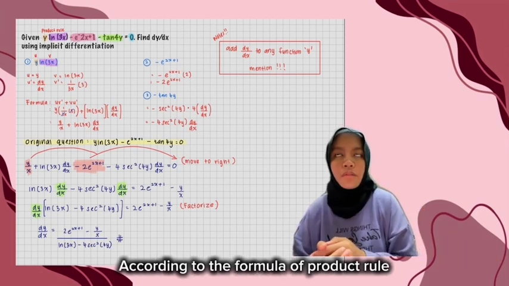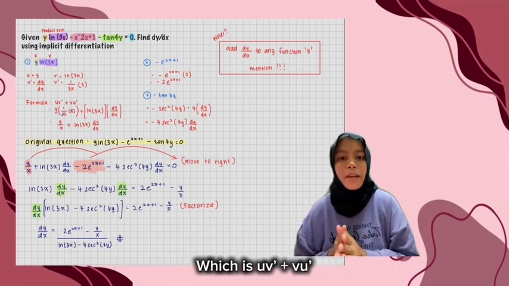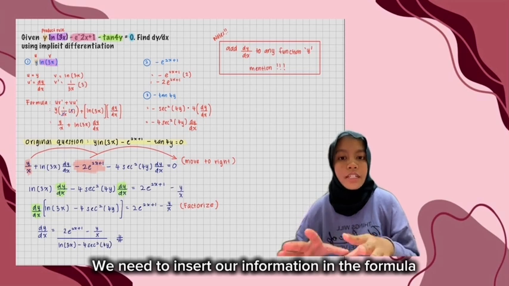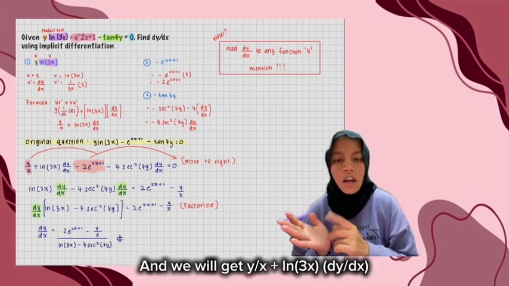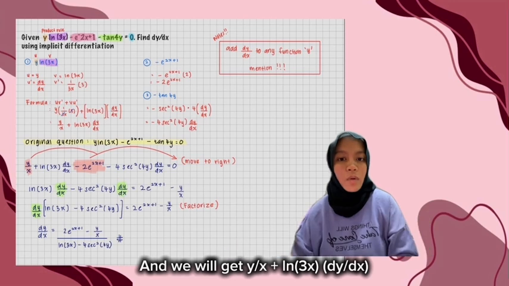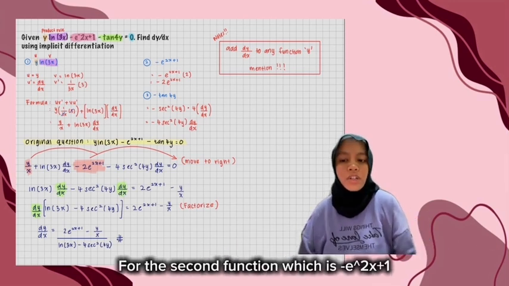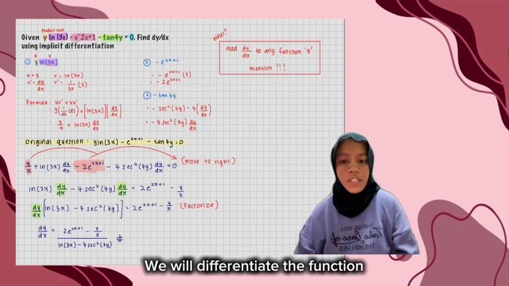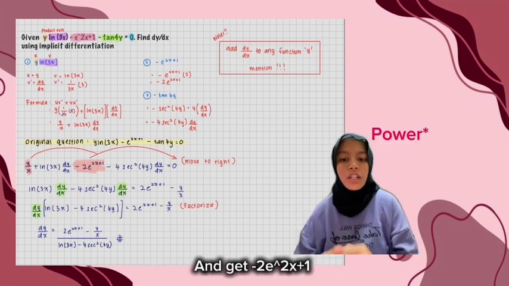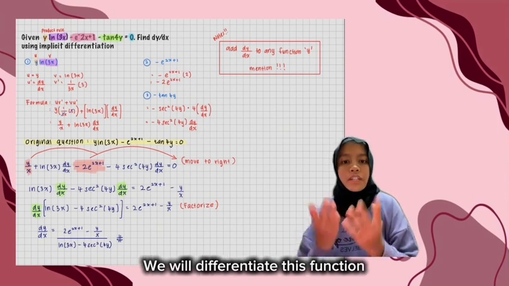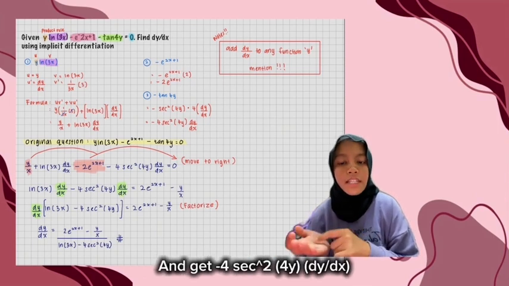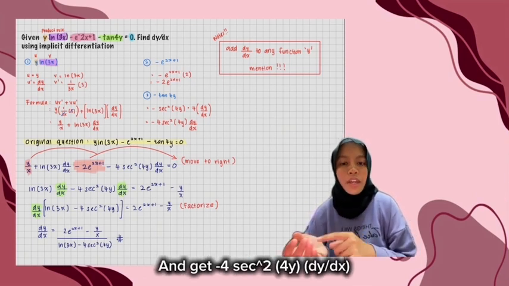According to the formula of the product rule, which is u multiplied by v prime plus v multiplied by u prime, we insert our information into the formula and we will get y over x plus ln 3x multiplied by dy over dx. For the second function, which is negative e to the power of 2x plus 1, we differentiate it and get negative 2e to the power of 2x plus 1. And the third function is negative tan 4y. We differentiate it and get negative 4 sec squared 4y multiplied by dy over dx.